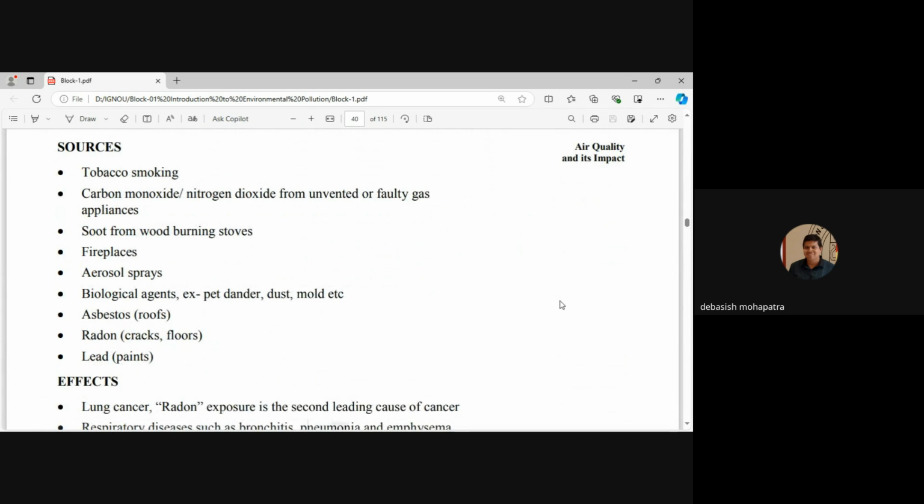Sources are tobacco smoking, carbon monoxide, nitrogen dioxide from unvented or faulty gas appliances, soot from wood burning stoves, fireplaces, aerosol spray, biological agents, egg space, dander, dust, molds, etc., asbestos, radon, and lead. All these cause indoor air pollution.